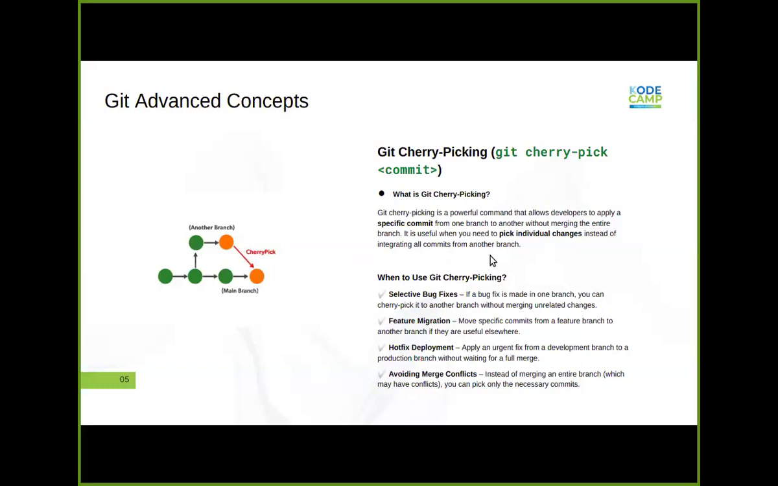So cherry picking is a powerful DevOps command that allows developers to apply a specific commit from one branch to another without merging the entire branch. Now, this concept is a bit advanced, and don't just look at it because it's simple, it's explained here. It's a bit technical until, like I said, we'll do all the hands-on.